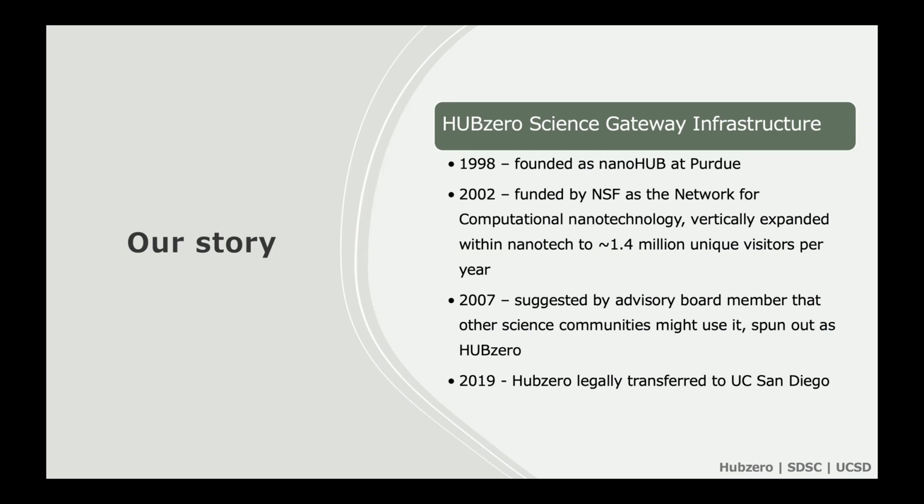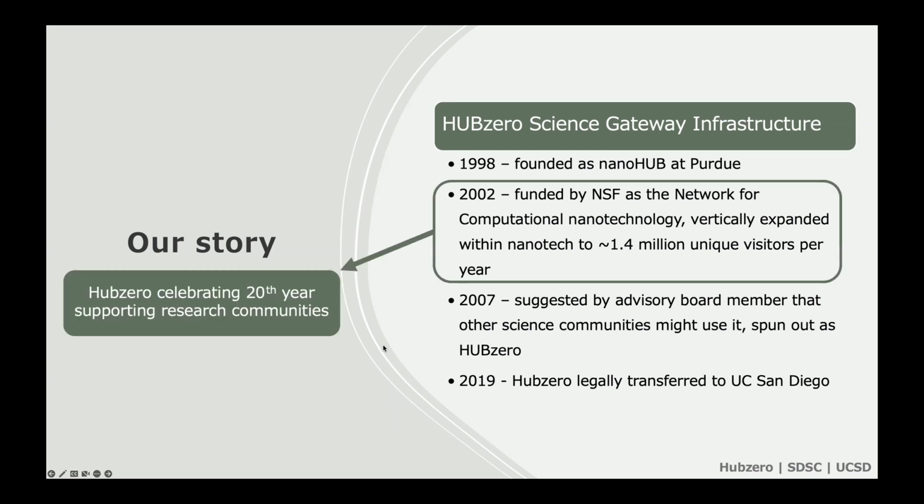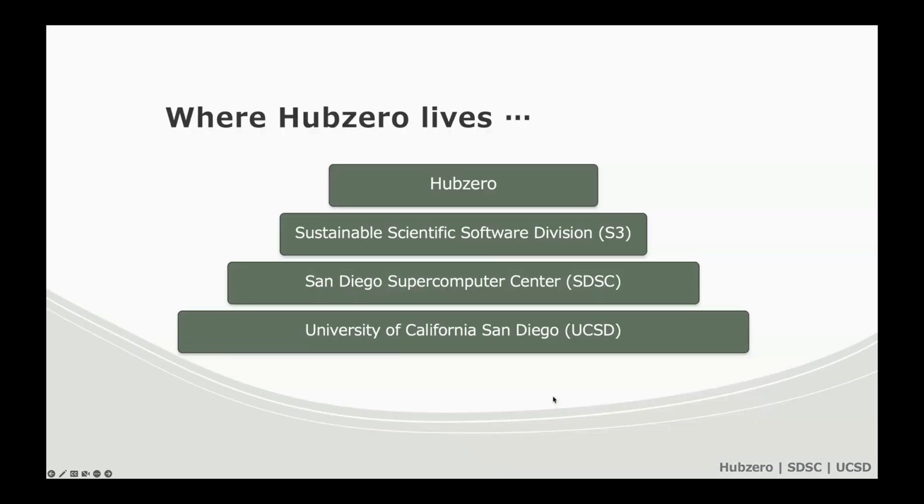Then in 2019, the Hubzero project and the team moved to UCSD. And so this year we are celebrating the 20th year for the platform. This is how the organization looks. Hubzero is a part of the Sustainable Scientific Software Division at the San Diego Supercomputer Center, and we are a part of UC San Diego. Sometimes that's confusing to people because SDSC happens to have a .edu domain name.